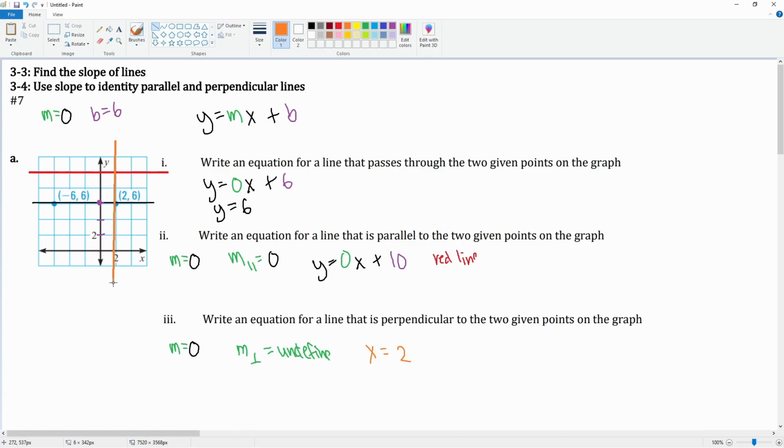Do you see here? It's just a vertical line. I want you to notice that your original equation was a horizontal line. It was flat, left to right. The parallel line was also horizontal, left to right. So this is y equals 10. The perpendicular from horizontal is vertical, so that is why it is x is equal to 2.